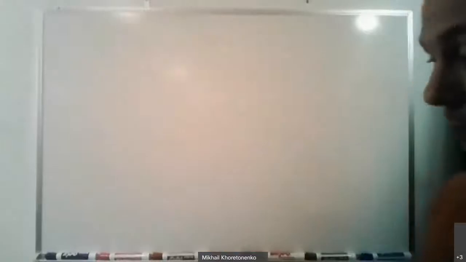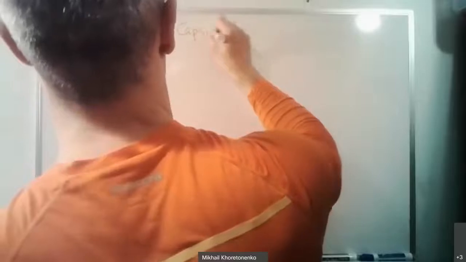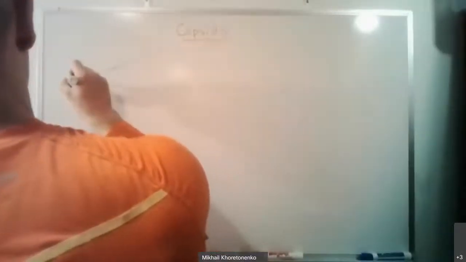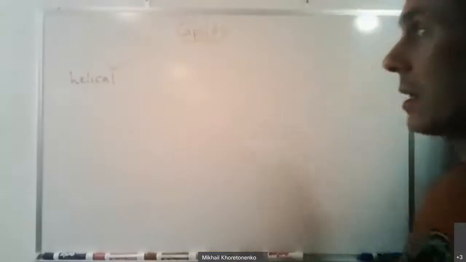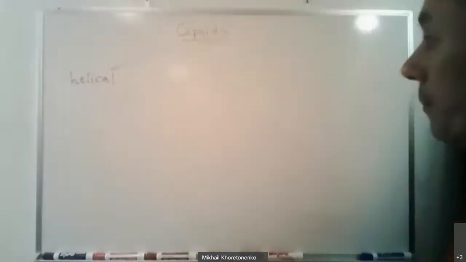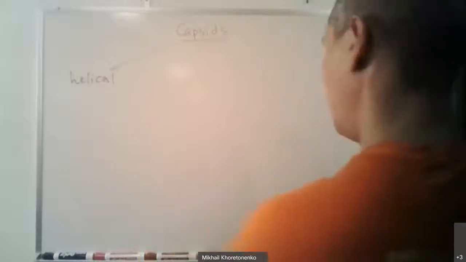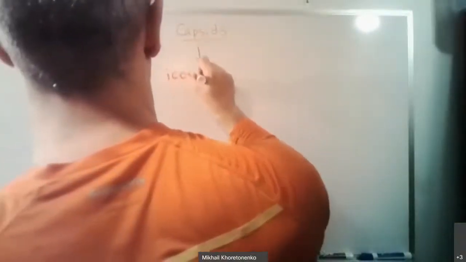So structurally, viral capsids can be broadly divided into three main categories. Helical capsids, this is self-explanatory, okay? Helical, well. Icosahedral.